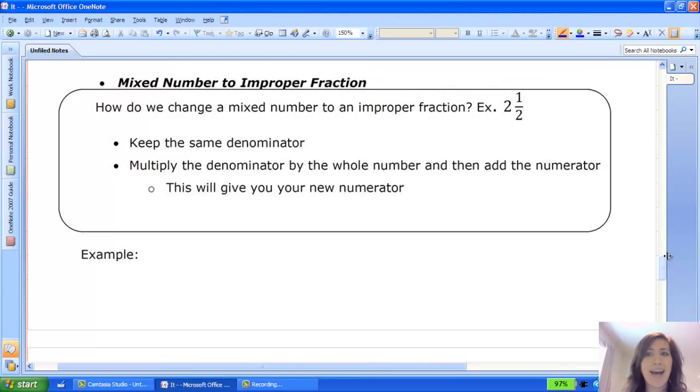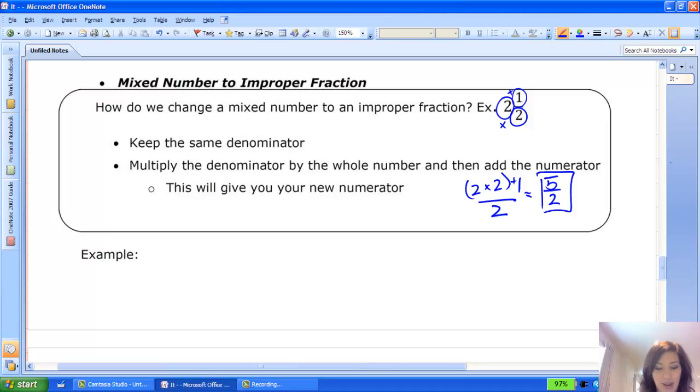All right, so how do we go the other way? Well, this time we need to look at the whole number and the denominator, and we're going to multiply these two numbers together and then add our numerator. So keep the same denominator, so we're going to keep 2. Multiply the denominator by the whole number, 2 times 2, then add the numerator. So 2 times 2 is 4, plus 1 is 5 over 2.